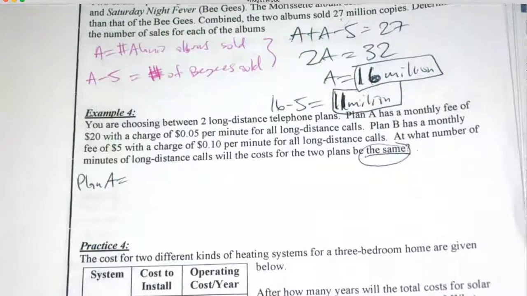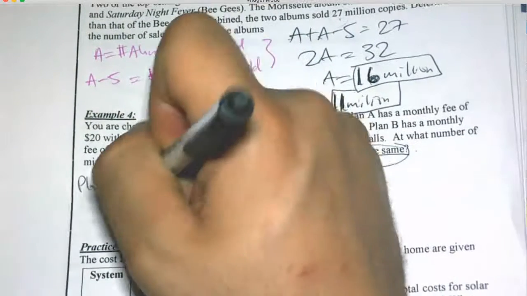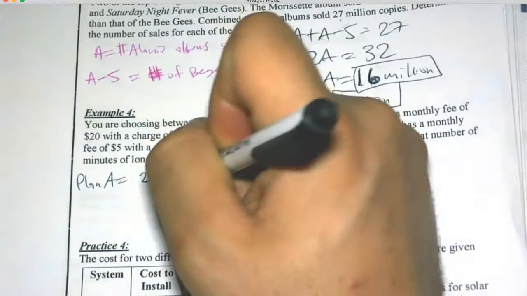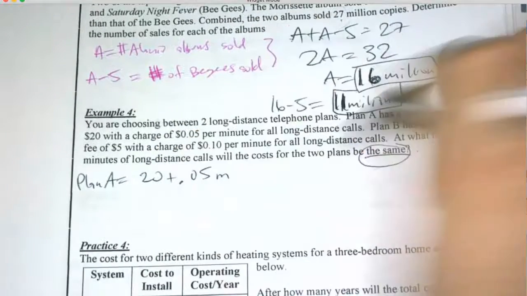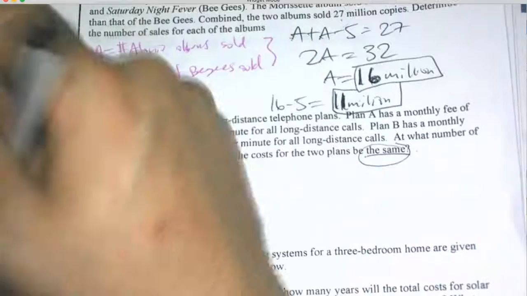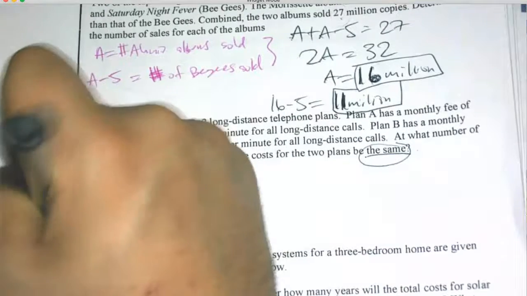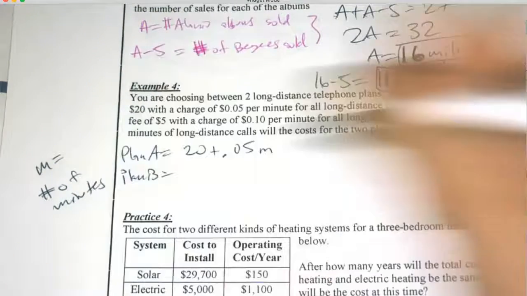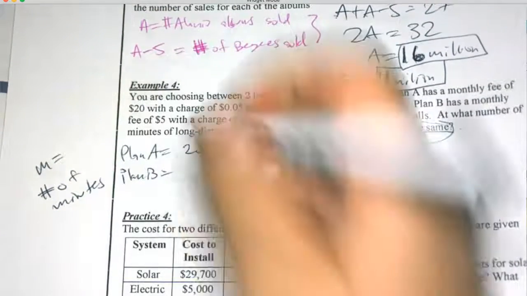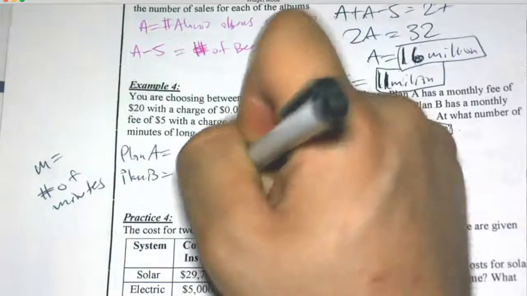For Plan A, the equation is $20 plus 5 cents per minute, so 0.05m. So m is going to equal number of minutes here. M equals number of minutes, and then Plan B, if you read here, it's $5 plus 10 cents per minute.